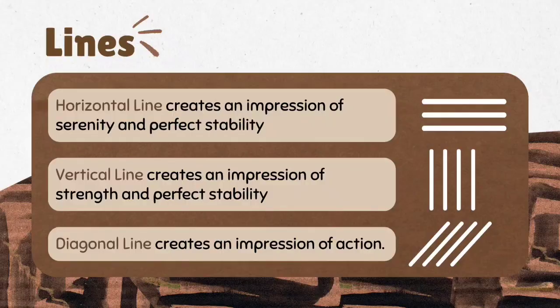Lines can also show different emotions and ideas depending on how they are placed. A horizontal line suggests peace, calmness, and perfect stability, just like the horizon or a calm body of water. Meanwhile, a vertical line gives us a sense of strength and stability, like tall trees or standing pillars. Lastly, a diagonal line suggests action and movement. Because it looks tilted, it creates energy, excitement, and sometimes even tension.